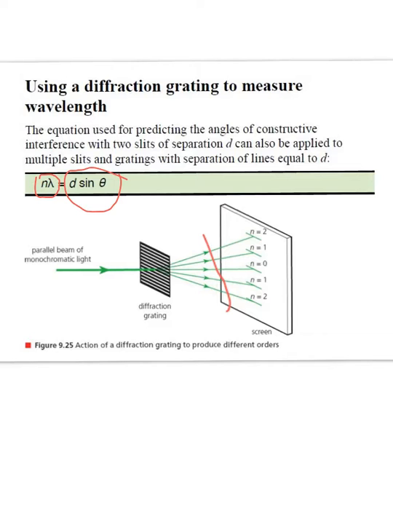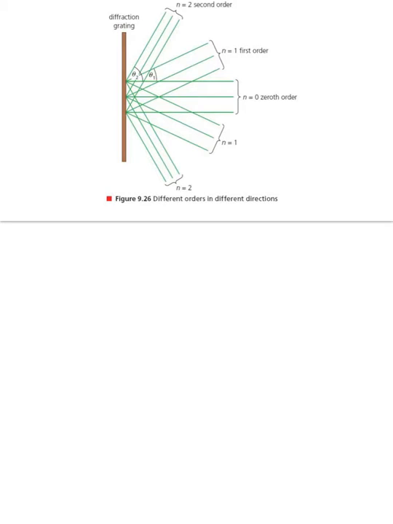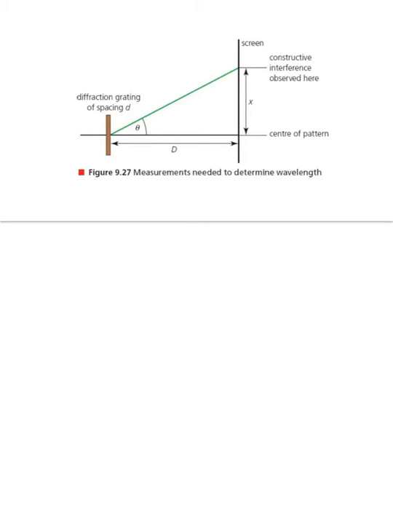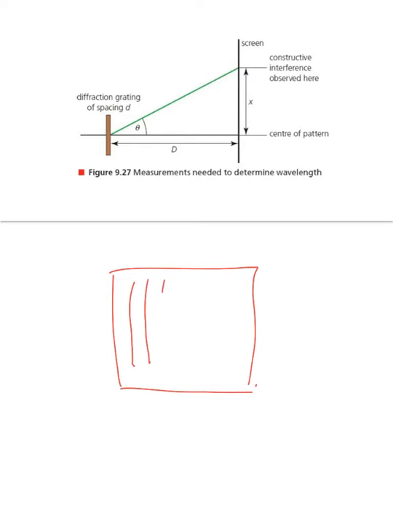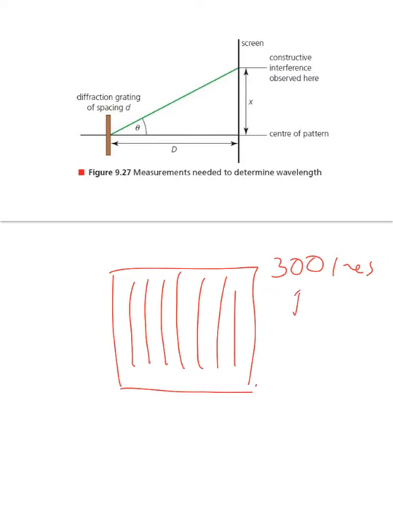Now, let's look at a diffraction grating in a little bit more detail. So what's a diffraction grating? A diffraction grating is a filter which has an obscenely large amount of gaps or slits. So for light, monochromatic light, there'd be of the order of 300 or 400 lines per millimeter.